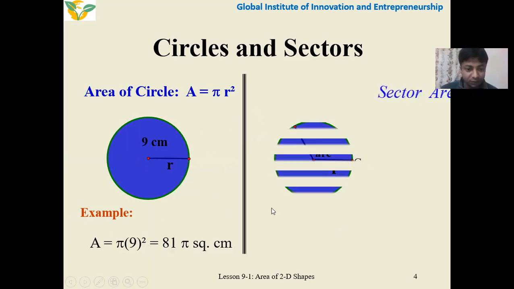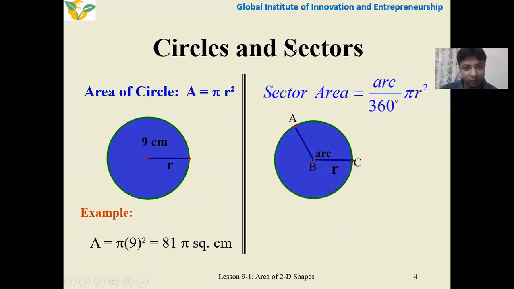Okay. But in some cases you have to calculate the area of a sector. If suppose you do not need to calculate the area of a whole circle, you need to only calculate the area of this sector. Then how will you calculate? You have to firstly see what is the angle of this sector. Then this is the angle which you will put here, over 360. 360 is the total angle.